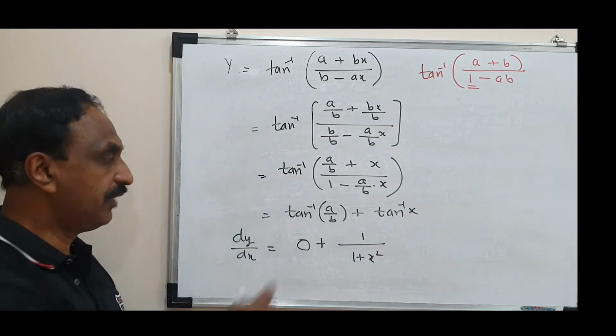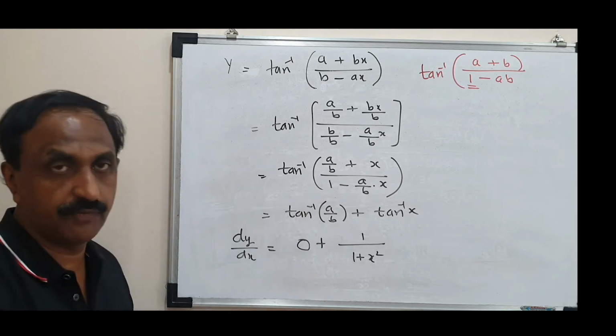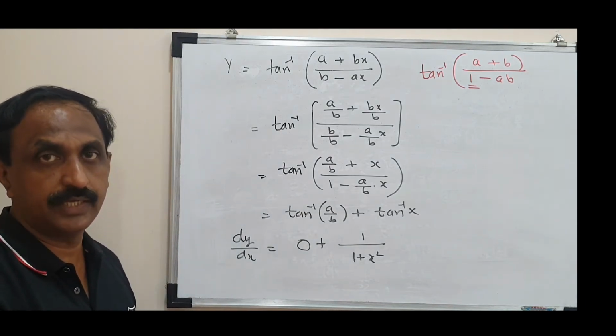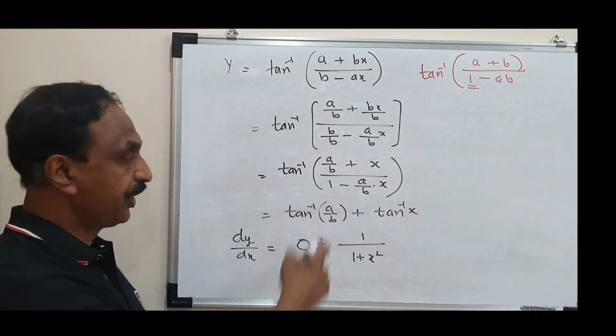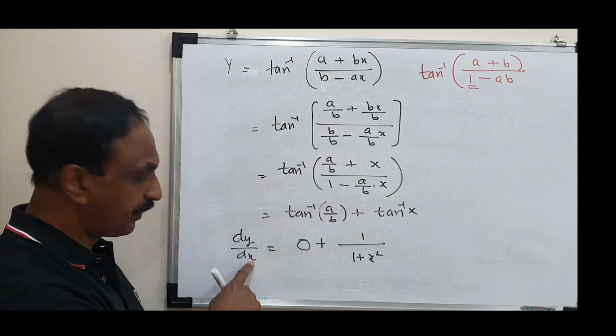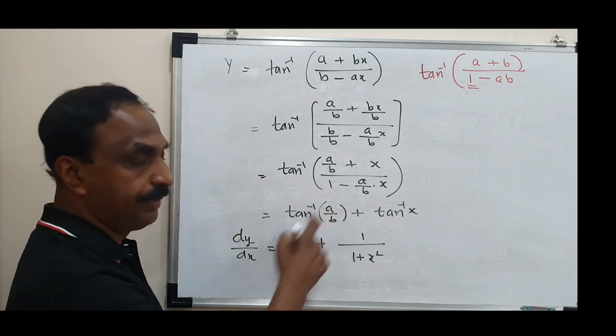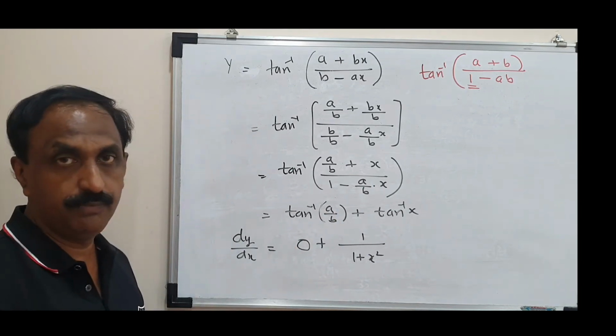Every time, students, if alphabets are given here, you apply the derivative formula of tan inverse. That is wrong. You need to check whether you have an x term in it or not. If you do not have an x term in it, because you're differentiating with respect to x, then this would be a constant. That's why the derivative has become 0.